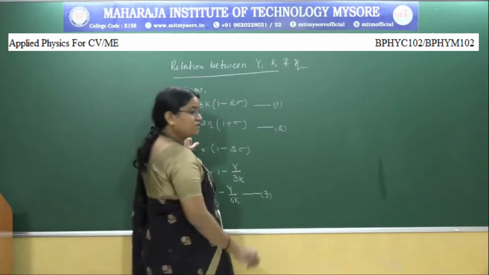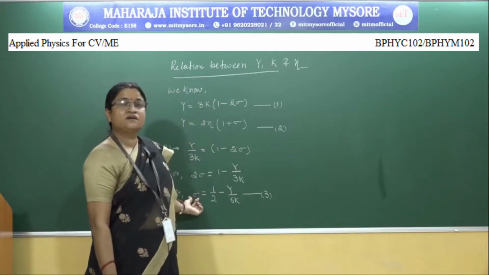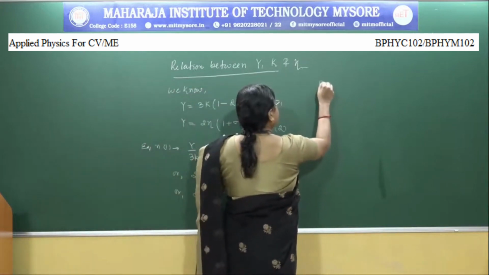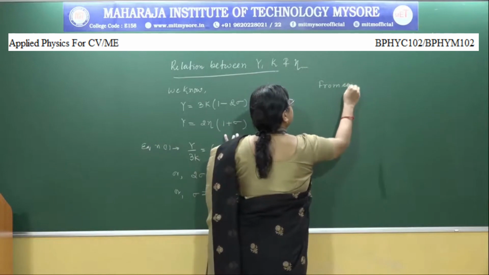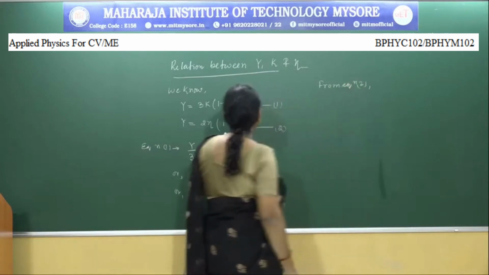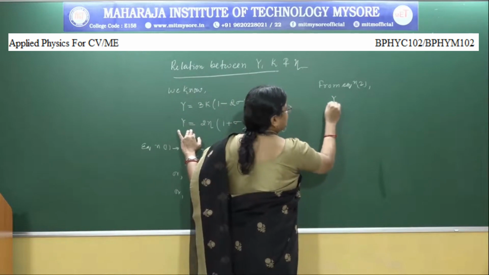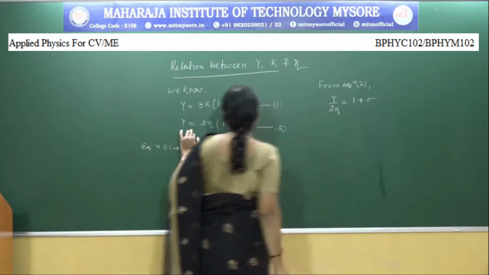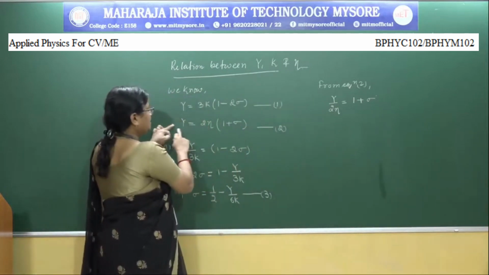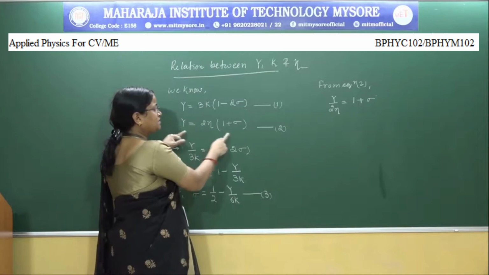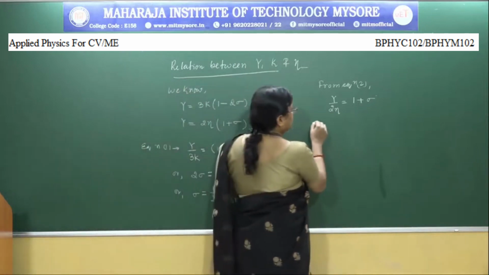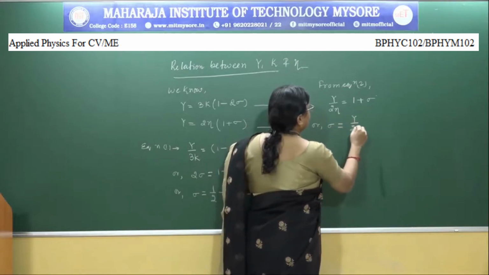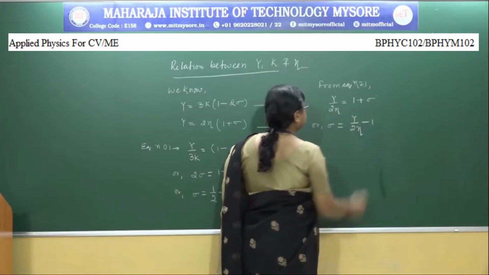Next, we will take equation number 2 and again solve for sigma. So from equation 2, what we have, Y by 2 eta is equal to 1 plus sigma. Y divided by 2 eta, that is equal to 1 plus sigma, or sigma will be equal to Y by 2 eta minus 1.